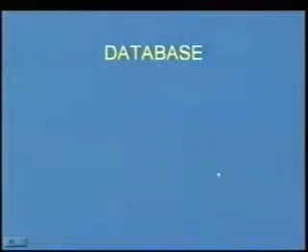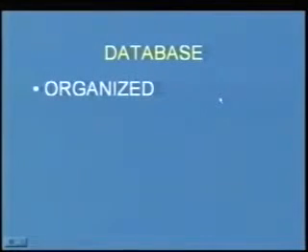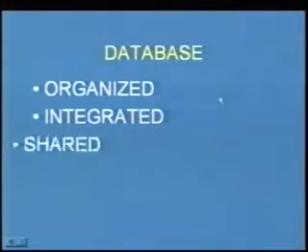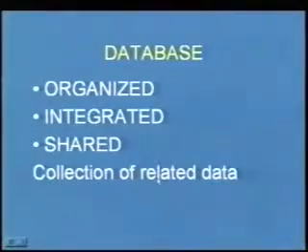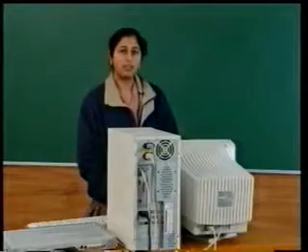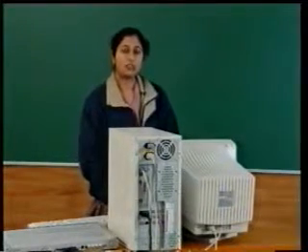Let us first discuss what a database is. A database is an organized, integrated and shared collection of related data. By organized, we mean that the data is well organized in some specified formats like tables. By integrated, we mean that data is well unified with some relationships. And by shared, we mean that the data is shareable amongst many users.